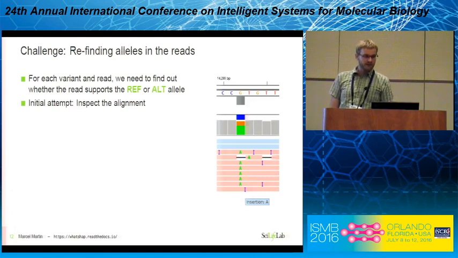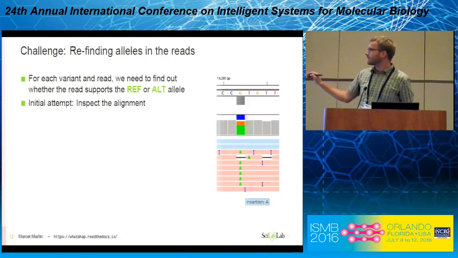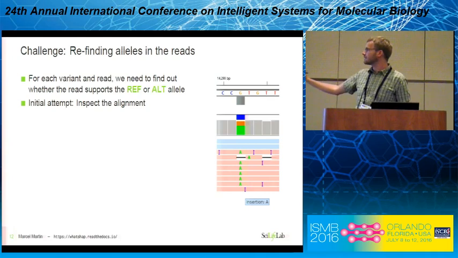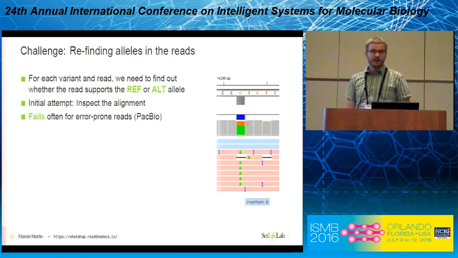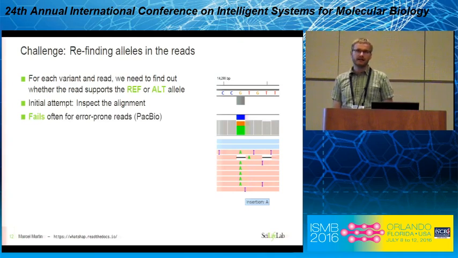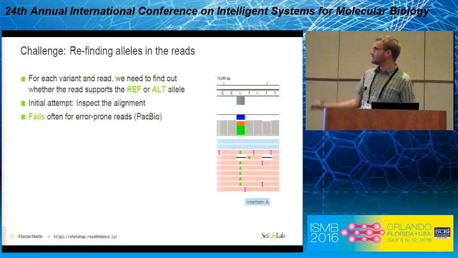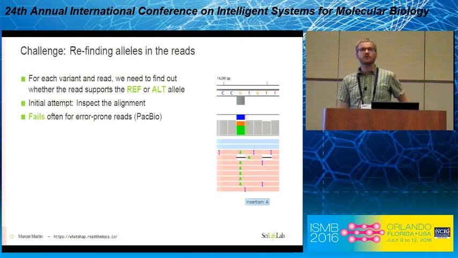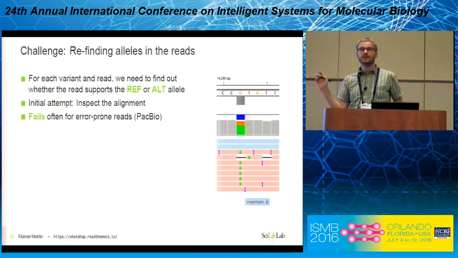The original version of the program just inspected the alignment. So it looked at all the reads covering a certain variant. And you can see here, this read obviously supports the alternative allele, just as these others do. But you can maybe see already what the problem is. For error-prone reads, such as PacBio data, this doesn't work too well in some cases. So here, that A, I as a human would put that one position to the left, and then that read would also support the alternative allele.